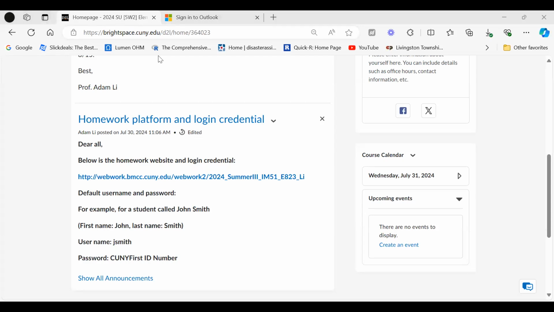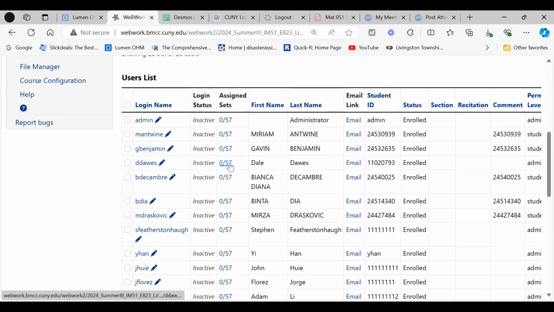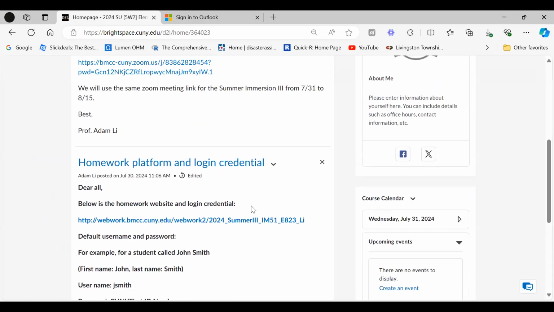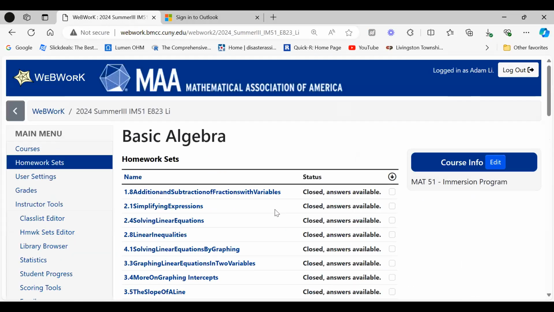Now I want you guys to try to log into our homework system really quickly. You can find the link right here in our Brightspace course. You click on it, and it will take you to our homework platform. Try to log in right now. I want to make sure everybody can log in after we finish the class. If you have an issue, I can take care of that right now.